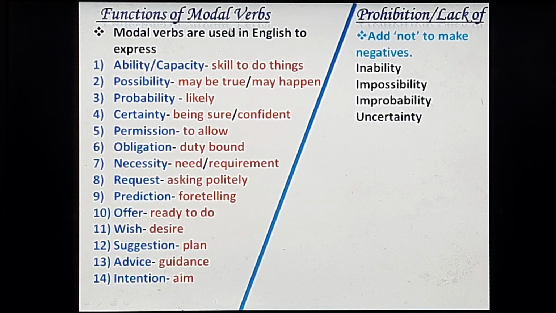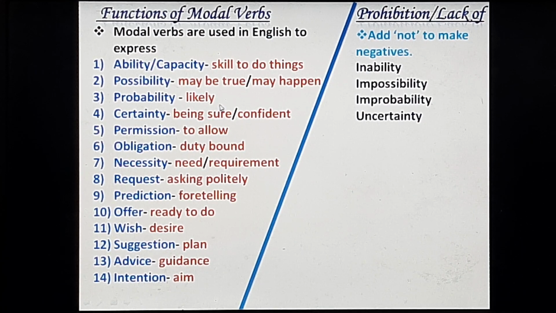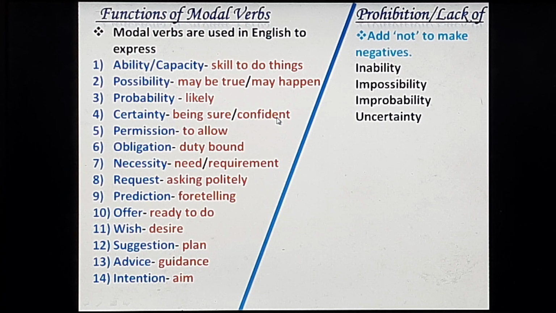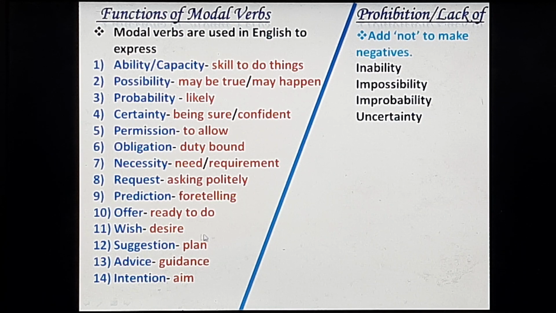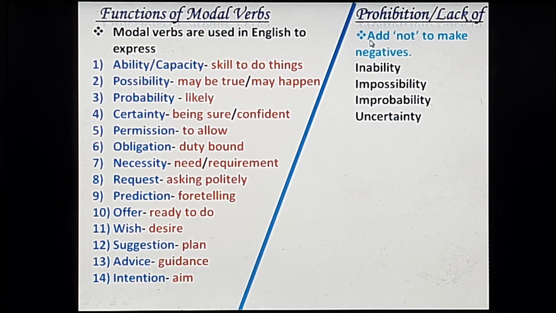Now, functions of modal auxiliaries are the attitudes that they express. First, ability or capacity, meaning skill to do things. Possibility, may be true, may happen. Probability, likely. Certainty, being sure or confident. Permission means to allow. Obligation means duty bound. Necessity, need or requirement. Request, asking politely. Prediction, foretelling. Offer, ready to do. Wish, desire. Suggestion, a plan. Advice, guidance. Intention, aim. Now, prohibition or lack of these shows that you have to add not to make the negatives.